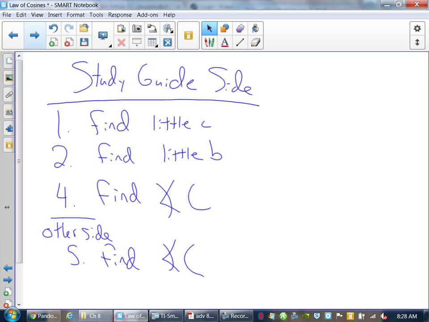When you flip over to the other side, it's the same deal. On number 5, you have 3 side lengths. You're going to find that largest angle as well. What's that, sir? We don't have to do number 3. No. I figured we'll do these 4 for right now, and then we'll build out of this more tomorrow.